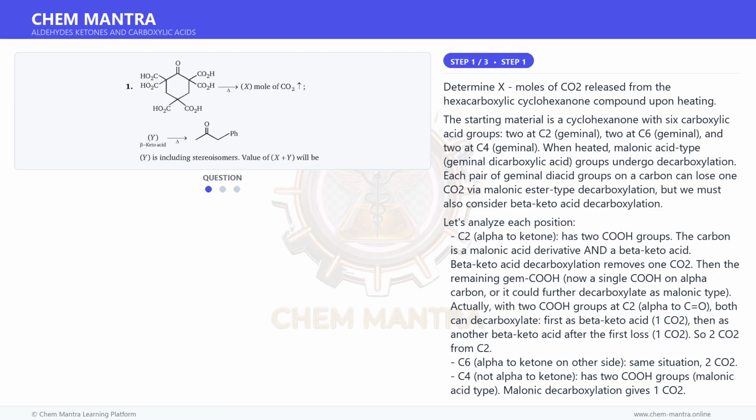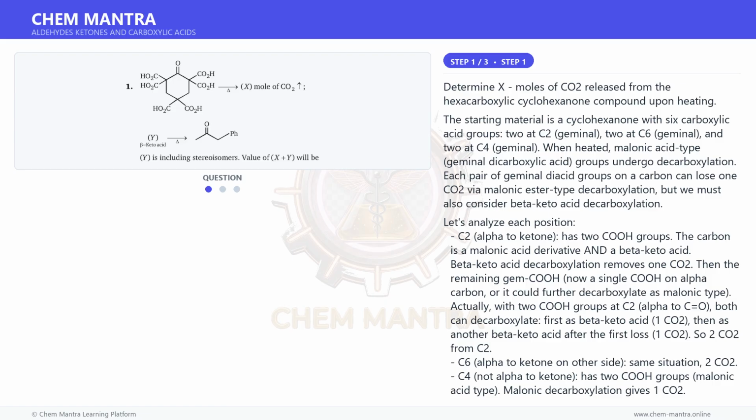The starting material is a cyclohexanone with 6 carboxylic acid groups: 2 at C2, geminal, 2 at C6, geminal, and 2 at C4, geminal. When heated, malonic acid type, geminal dicarboxylic acid groups undergo decarboxylation. Each pair of geminal diacid groups on a carbon can lose one CO2 via malonic type decarboxylation, but we must also consider beta-keto acid decarboxylation.